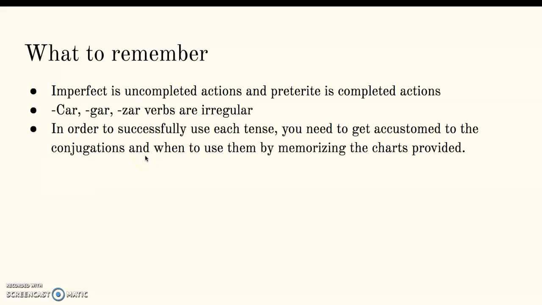And now finally, what to remember. Imperfect is uncompleted actions and preterite is completed actions. Car, gar, zar verbs are always irregular. And in order to successfully use each tense, you need to get accustomed to the conjugations and when to use them by memorizing the charts provided. And I don't really want to say memorizing because it shouldn't be like that. It should really more be getting used to when and how to use each type of verb.